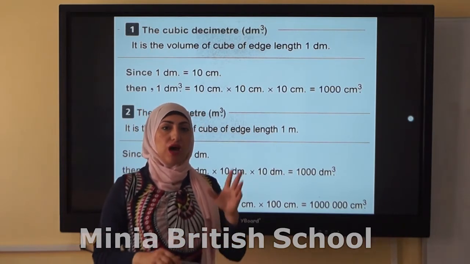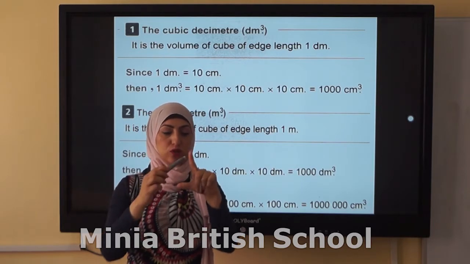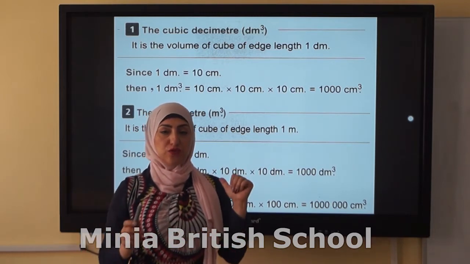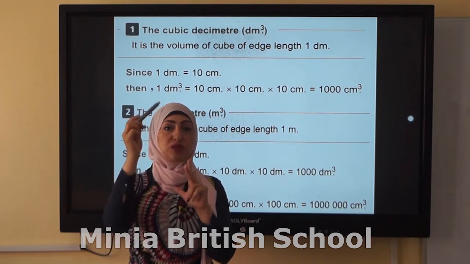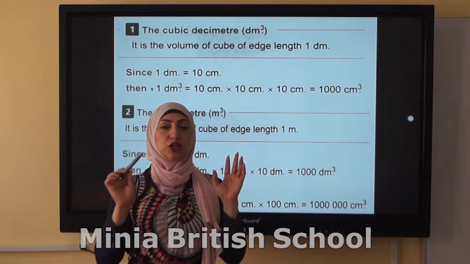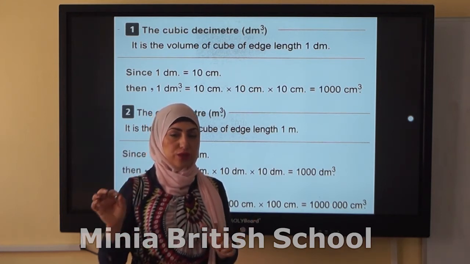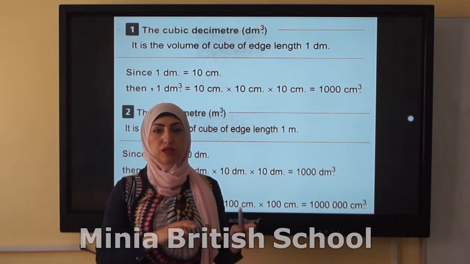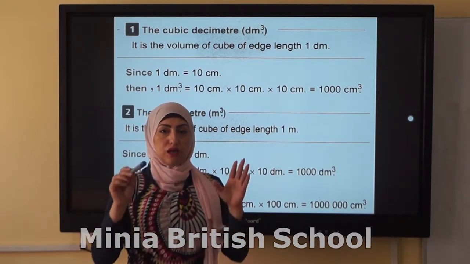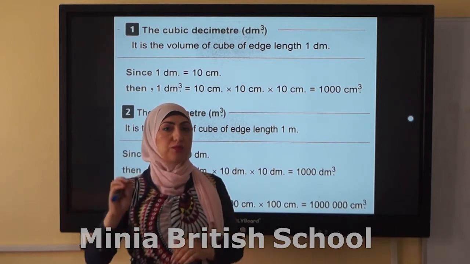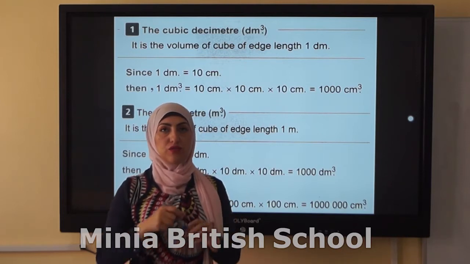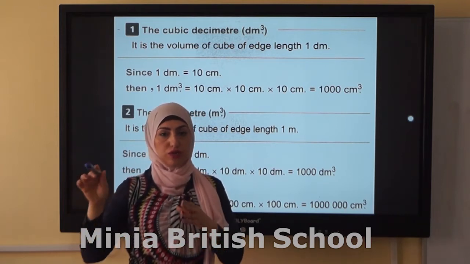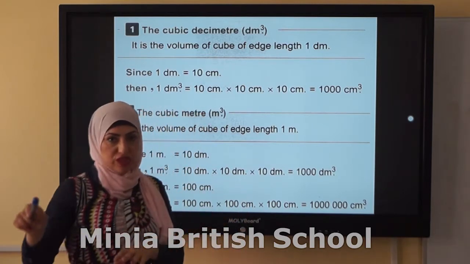together. If you remember, in the area, I multiply the length and width. Because I multiply length by width, the unit is square. But in the volume, I multiply the length times width times the height, so it's cubic. The unit of the volume is measured with cubic: cubic meter, cubic centimeter, cubic millimeter. If I say cubic, I'm talking about the volume. If I say square, I'm talking about the area.